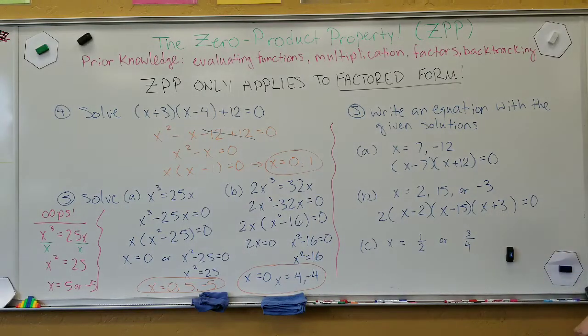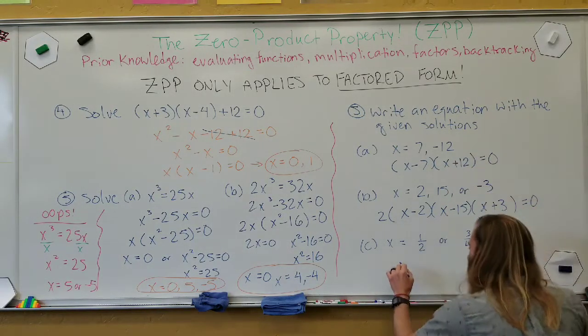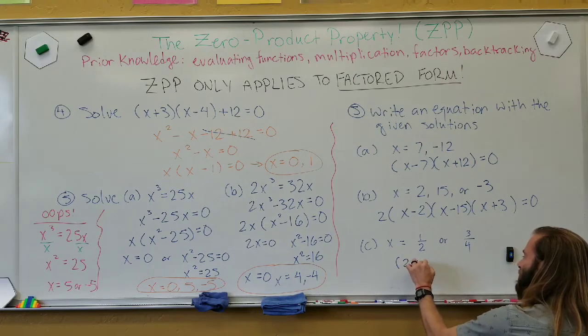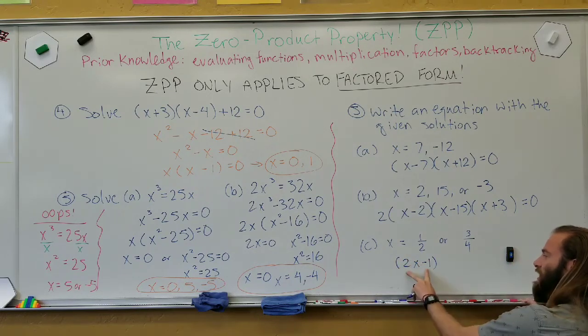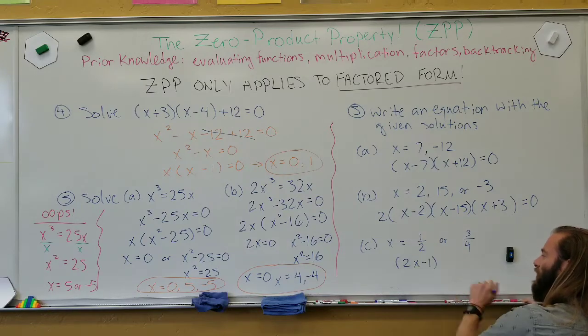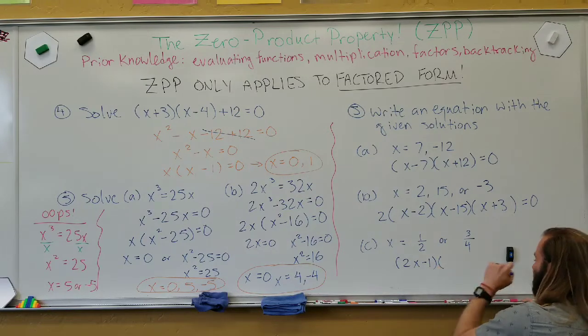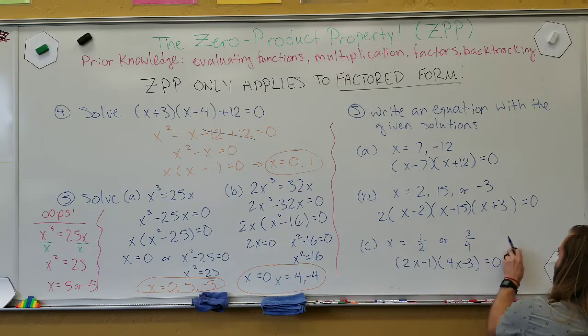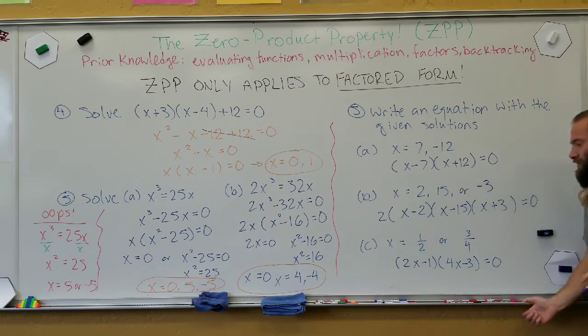C might be a little bit tricky, but if you think about some of the ones we've done before, you could look back at that. The easiest way to do this would be, in this case, 2x minus 1. And just remember, if this piece equals 0, if you add 1 and divide by 2, we get our 1/2. And this will work in a very similar way. 4x minus 3 equals 0. That would be the easiest way to write an equation for that one.